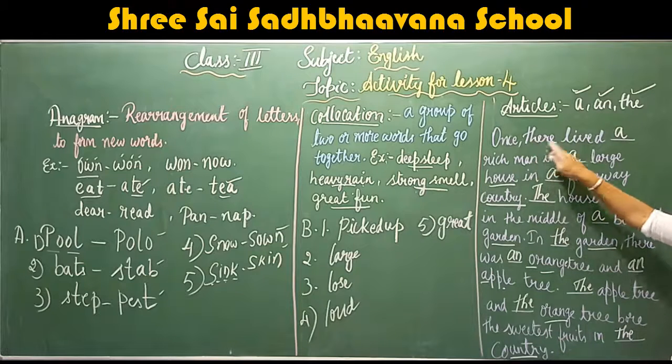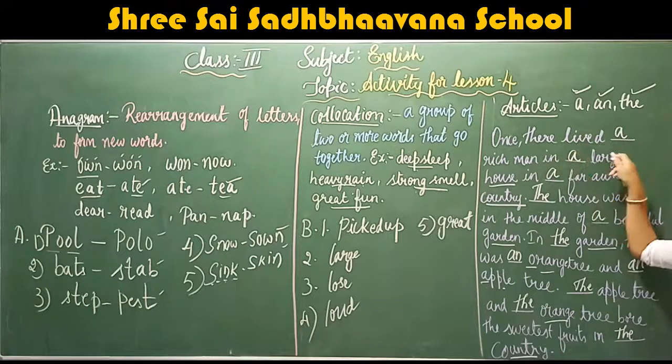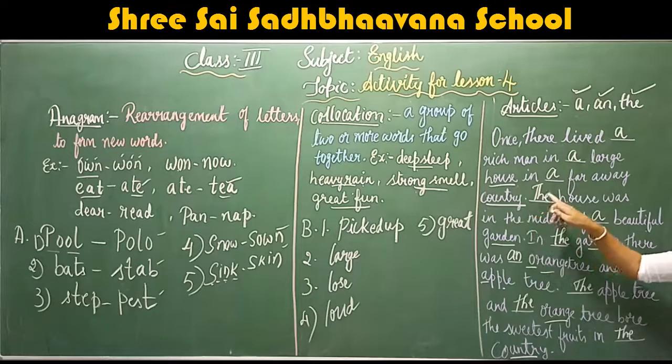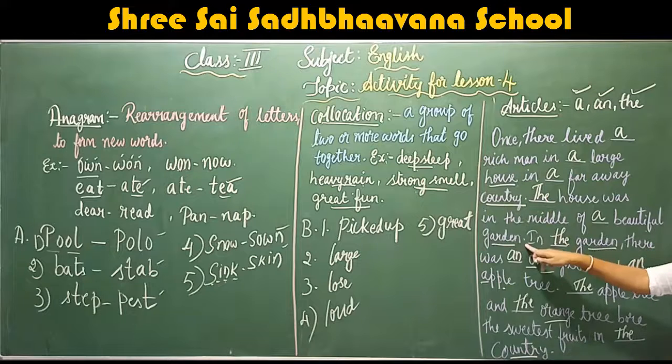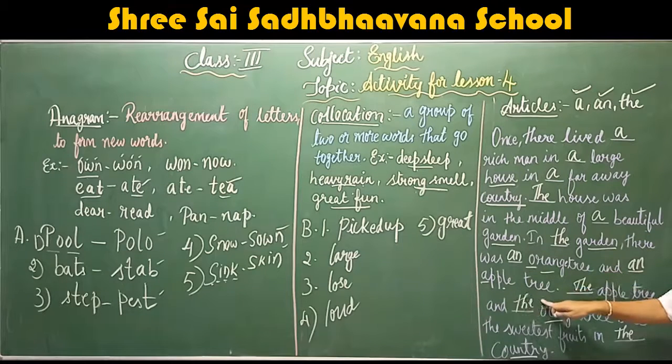Okay, now once there lived a rich man in a large house in a faraway country. Now, the house was in the middle of a beautiful garden. In the garden there was an orange tree and an apple tree. Okay, now the apple tree and the orange tree bore the sweetest fruits in the country. Did you understand, children, how to use articles?